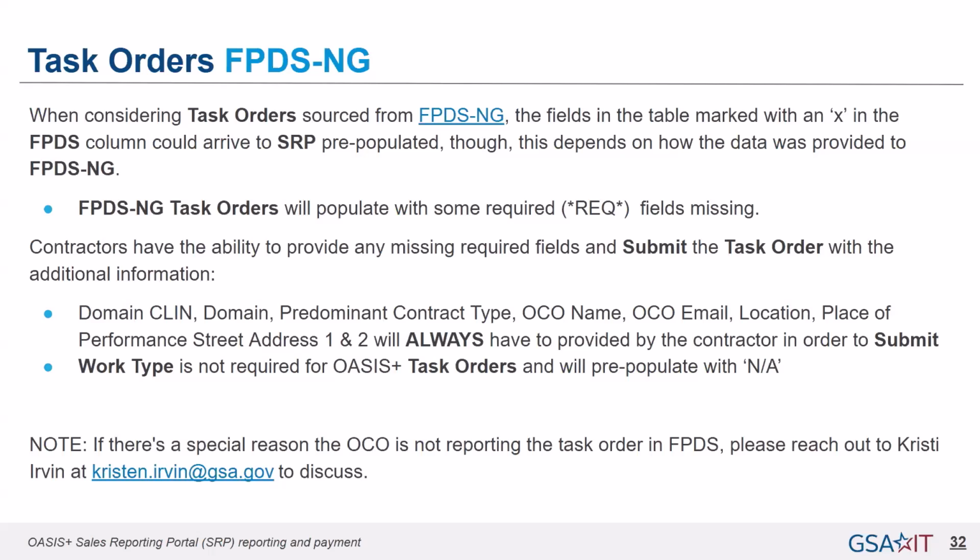If you have a special order, still reportable, right? It just needs to be carefully put into SRP, and Christy is our expert at doing that. So reach out to her if you have one of those. Otherwise, all other orders should be put into FPDS by the OCO, and that would then trigger a data push into SRP, which is the prescribed, the easy way to get your task order.